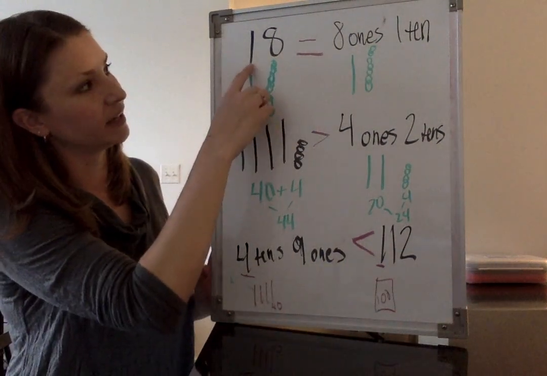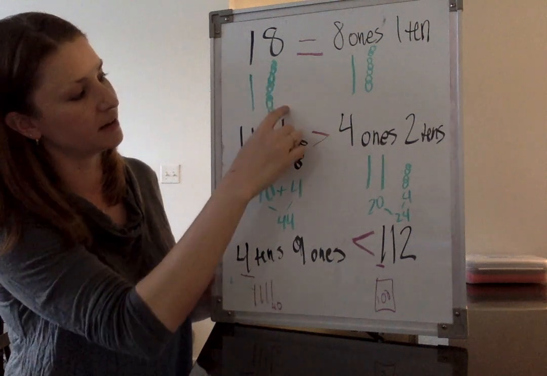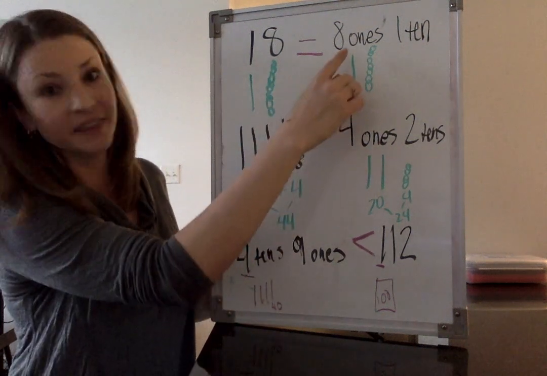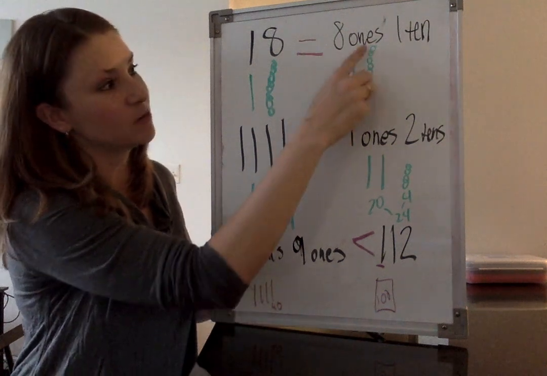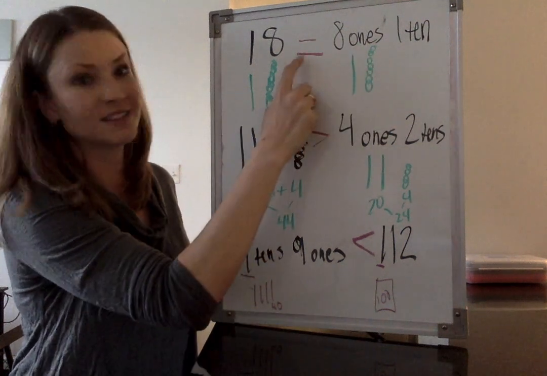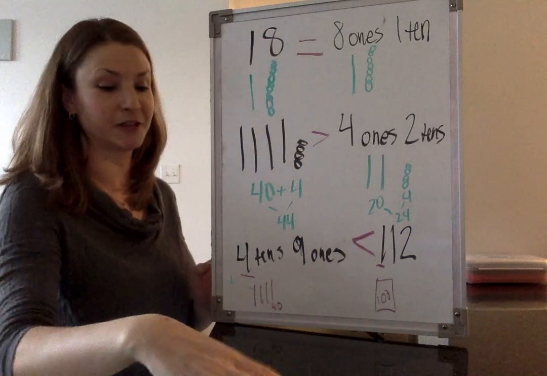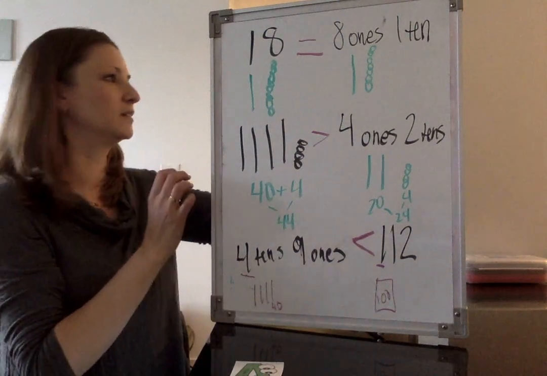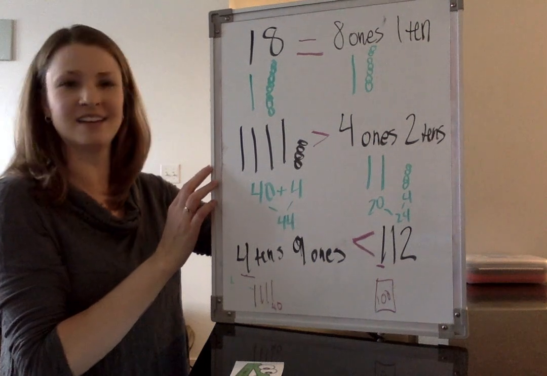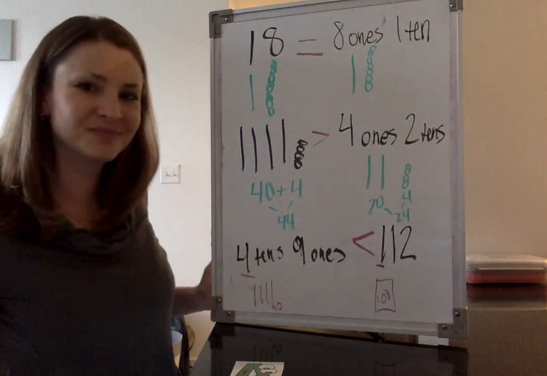I see 18, which is 1 ten and 8 ones. And then this one, hope you didn't get tricked and wrote 81, because it's 8 ones and 1 ten, which is equal. So for that first one, those should be equal. Hope you got that one. If you did, say woo, woo.